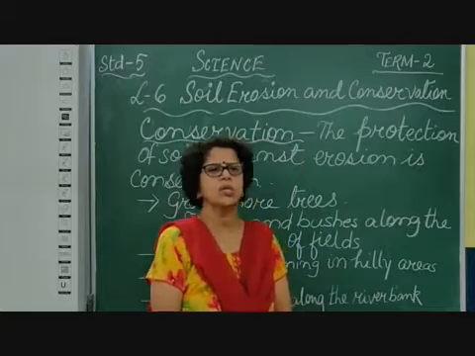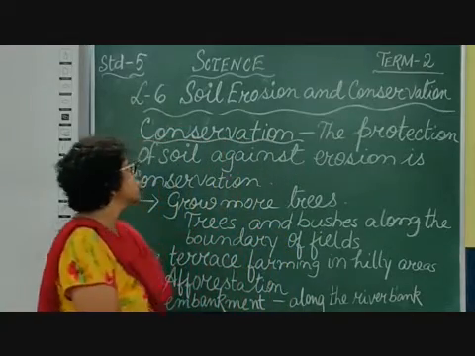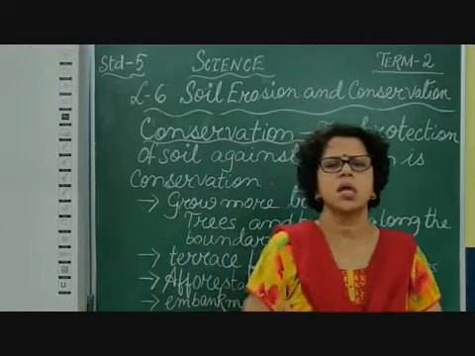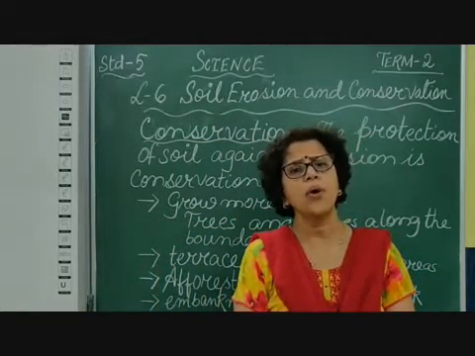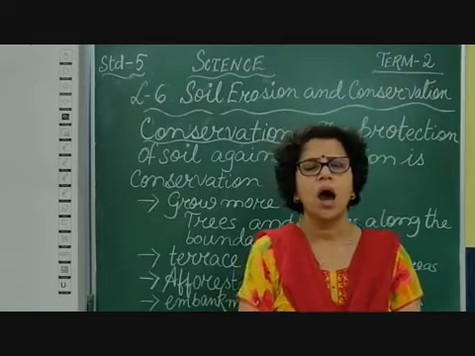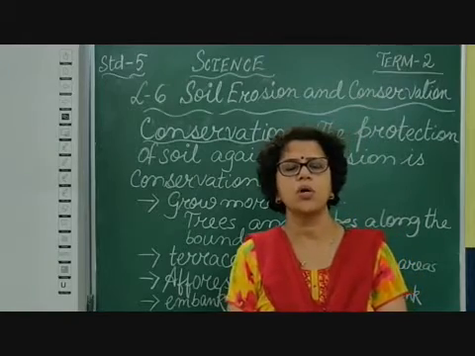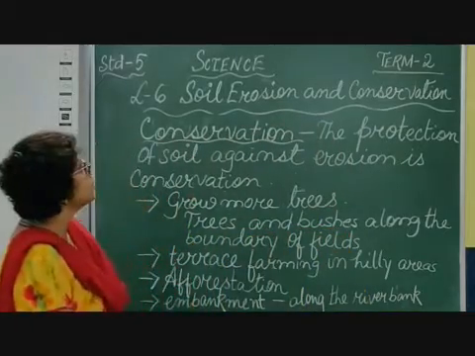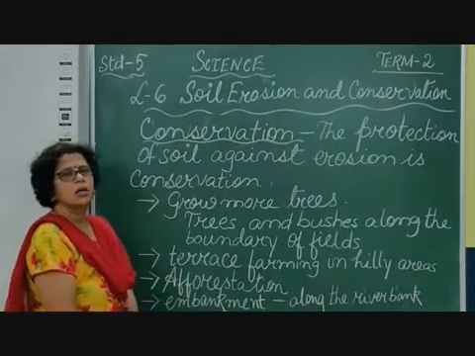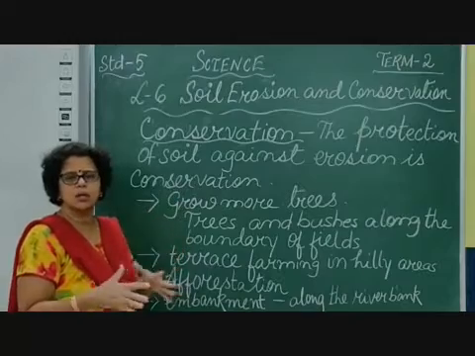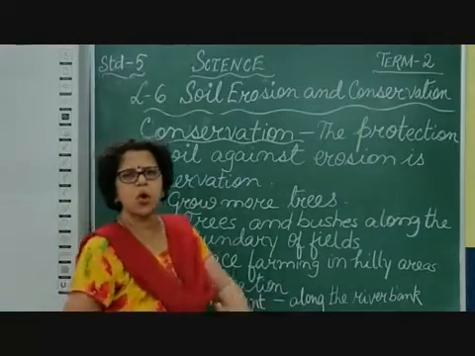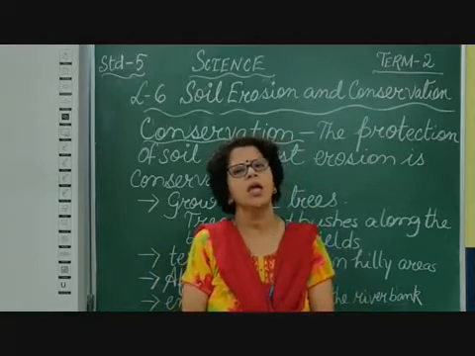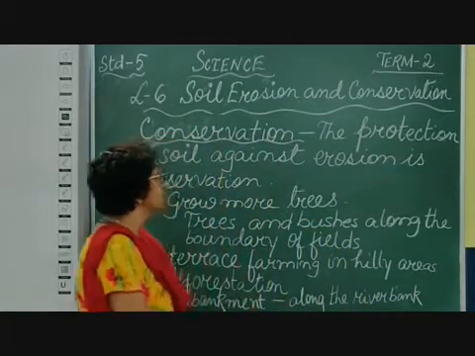Now we are going to discuss the next topic. Yes, there is soil erosion. The soil is taken away or eroded, but how can we conserve the soil? How can we protect the soil? Now what is conservation? Conservation means the protection of soil against erosion. There is erosion, meaning the soil is taken away, eroded. But we have to protect the soil from erosion, and that is called conservation.